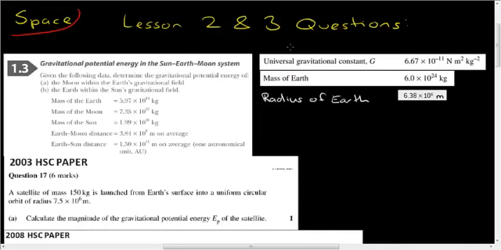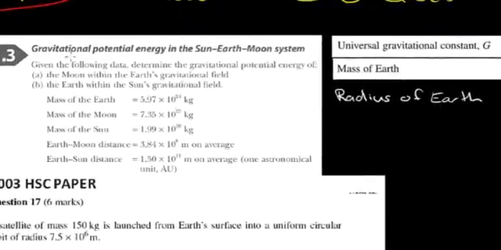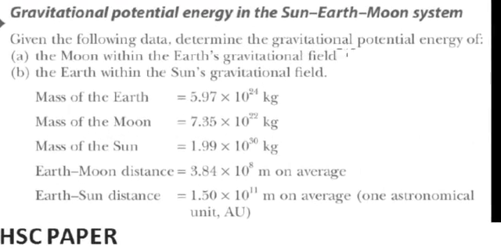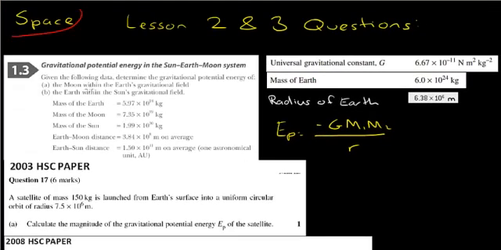So these are the questions from lesson 2 and lesson 3. The first question I want to solve is, given the following data, determine the gravitational potential energy. As soon as it says gravitational potential energy, I think of this formula, minus G m1 m2 over r. It says the gravitational potential energy of the Moon within the Earth's gravitational field. So obviously m1 and m2 is going to be the mass of the Earth and the mass of the Moon.